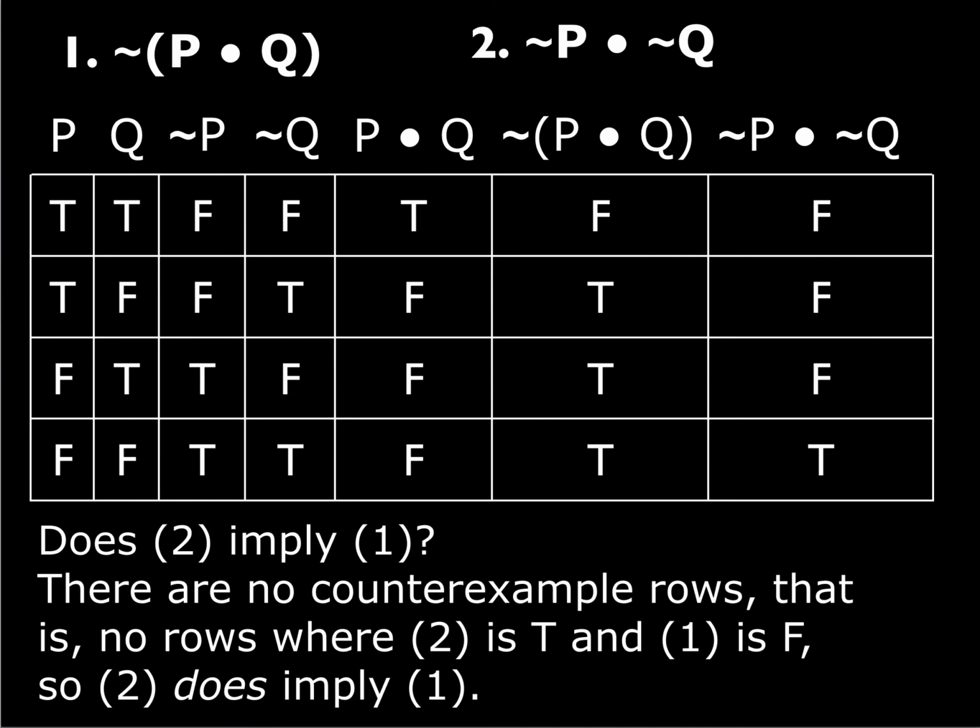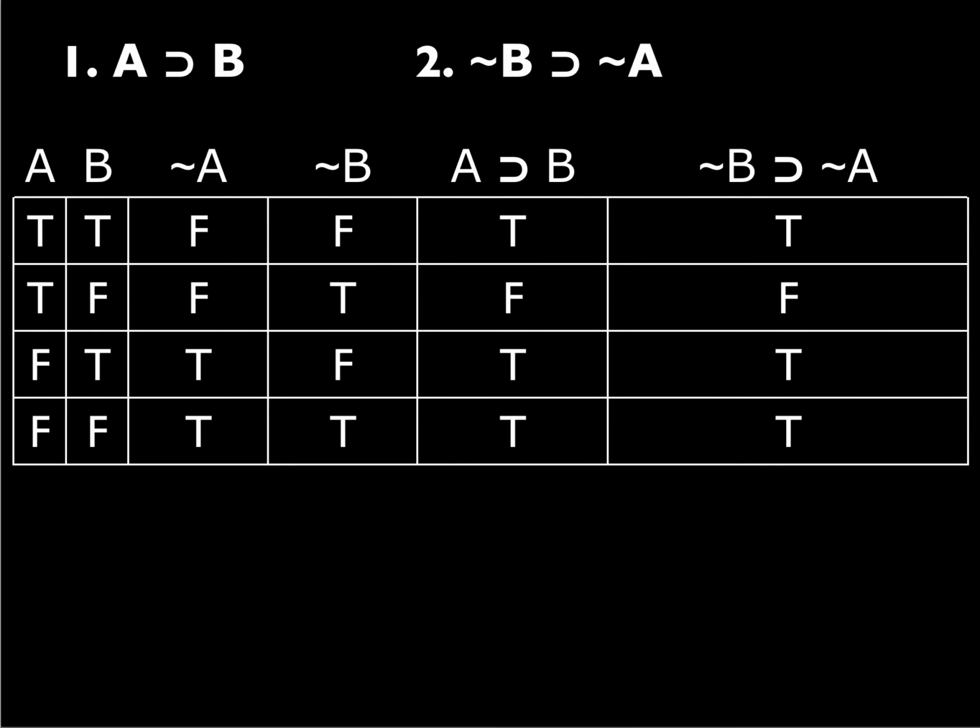So that's the idea behind how these sorts of questions will work. You'll be given a set of statements. Right now we're only working with 2, but in a minute we'll generalize to 3 or more. You'll do a truth table that has all of those statements on it. And then you just answer those relation questions given the definitions. Let's do another example. Here my two statements are if A then B, and if not B then not A.